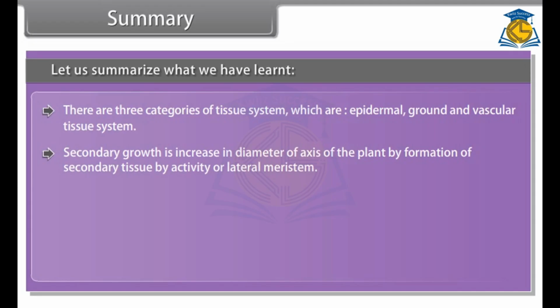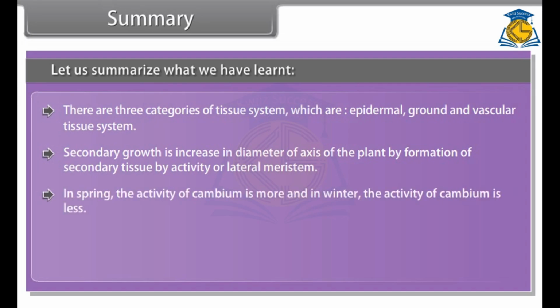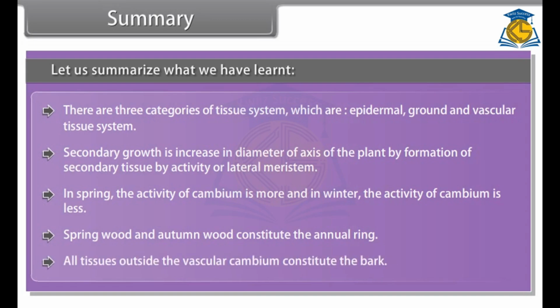Secondary growth is increase in diameter of axis of the plant by formation of secondary tissue by activity of lateral meristem. In spring, the activity of cambium is more and in winter, the activity of cambium is less. Spring wood and autumn wood constitute the annual ring. All tissues outside the vascular cambium constitute the bark.